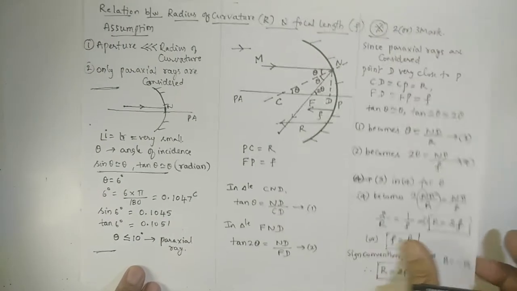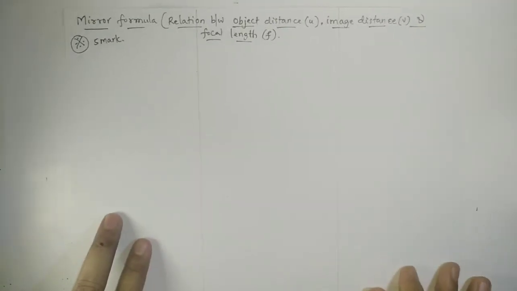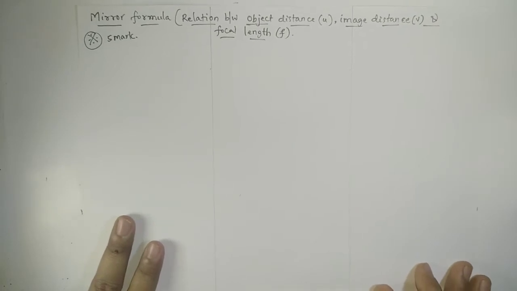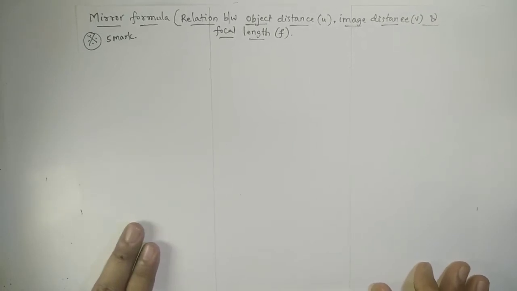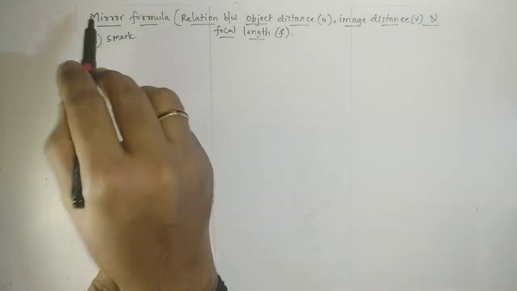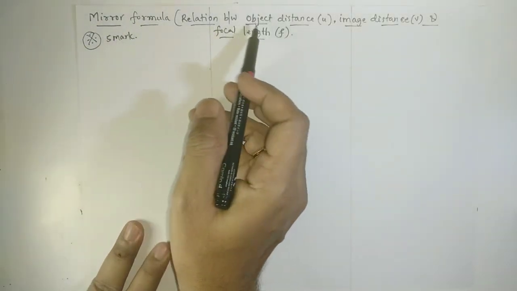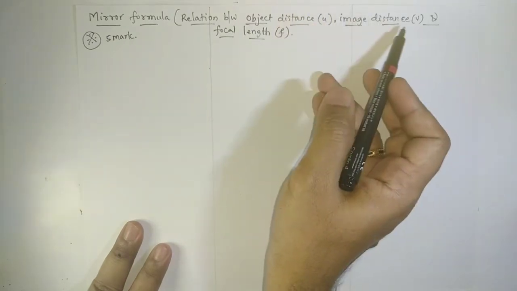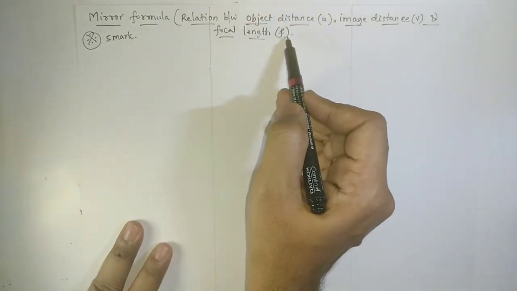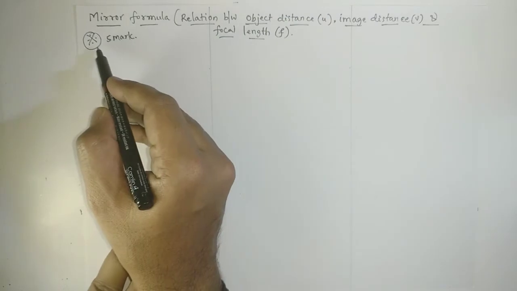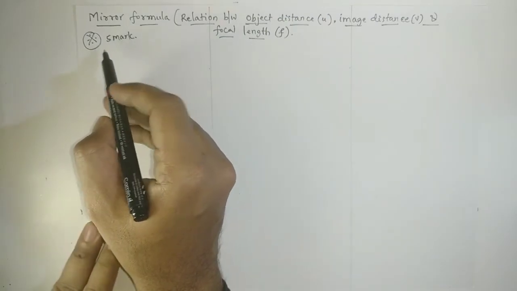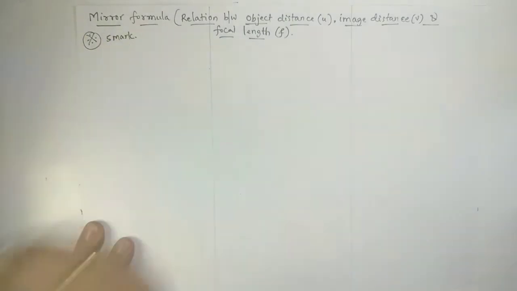Next, on the same lines, let us derive the relation between the object distance, image distance, and the focal length of the given mirror, which is referred to as the mirror formula. So the mirror formula gives the relation between object distance, image distance, and focal length of a given mirror. And again, this is one of the important questions for your exams, which will be asked for 5 marks.